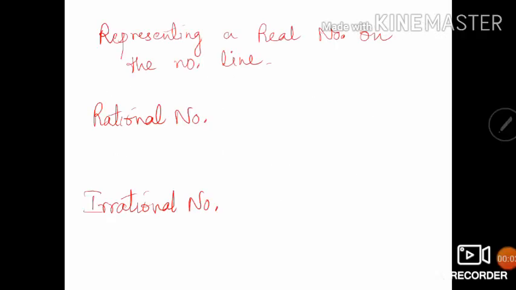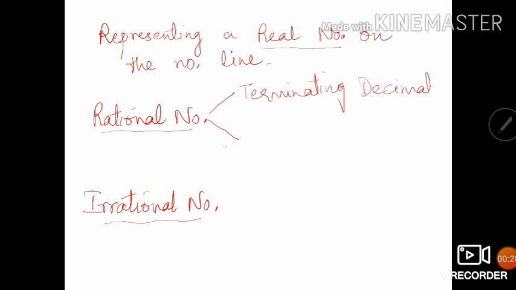Let us now learn how to represent a real number on the number line. So we are going to represent rational as well as irrational. In your lower class, you have already learned how to represent a terminating decimal. In this class, you will learn how to represent a non-terminating recurring decimal.